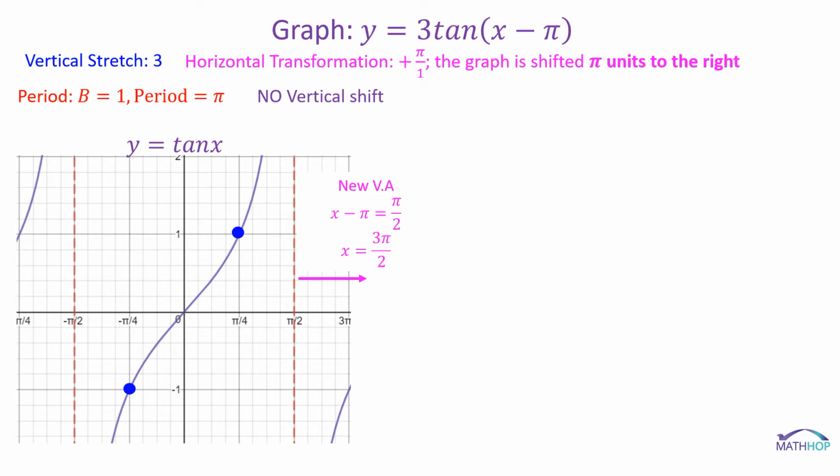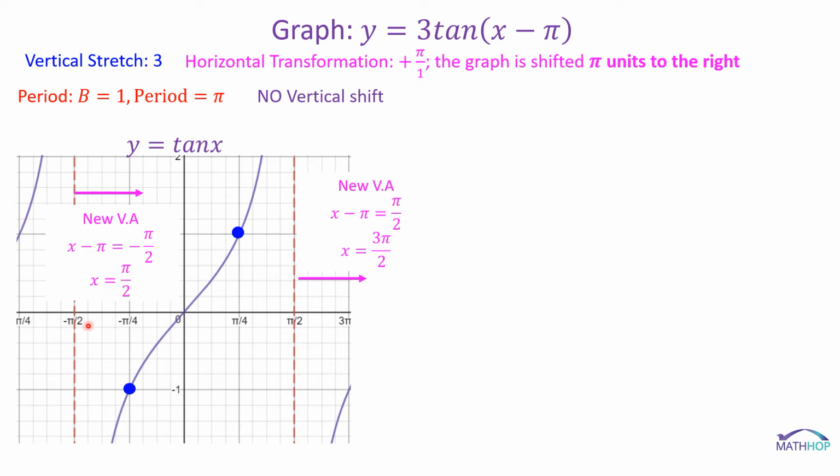Let's do the left-hand now. The new left-hand asymptote, we're going to take what's in the parentheses, x minus pi, set it equal to negative pi over 2, because that's where our asymptote started. That was our left-hand asymptote for the parent function. Add pi to both sides. Pi plus negative pi over 2 is positive pi over 2. So x equals pi over 2. That's our new left-hand asymptote.